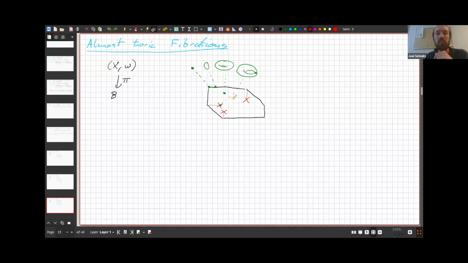So that's more or less how almost toric fibrations look. And the base has a special structure near these nodes. So you notice that I drew a dotted line which always goes into the nodes.